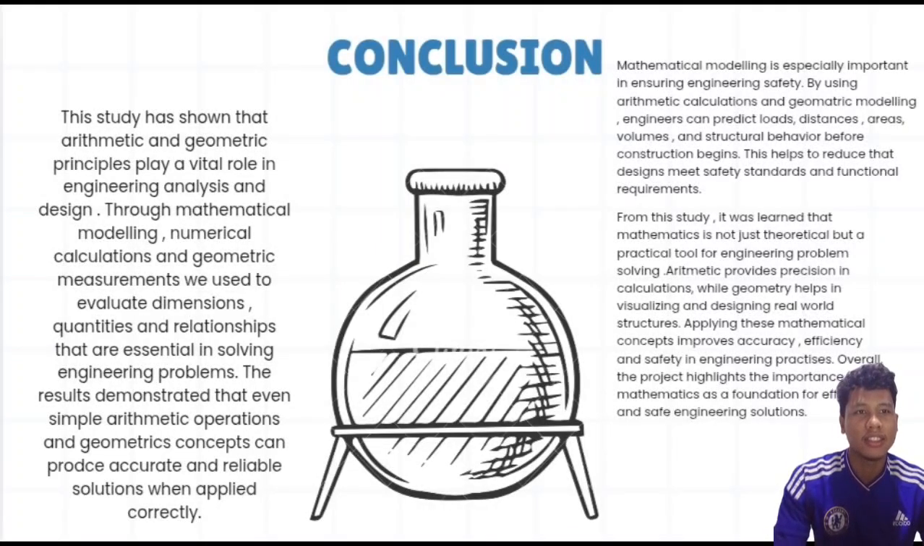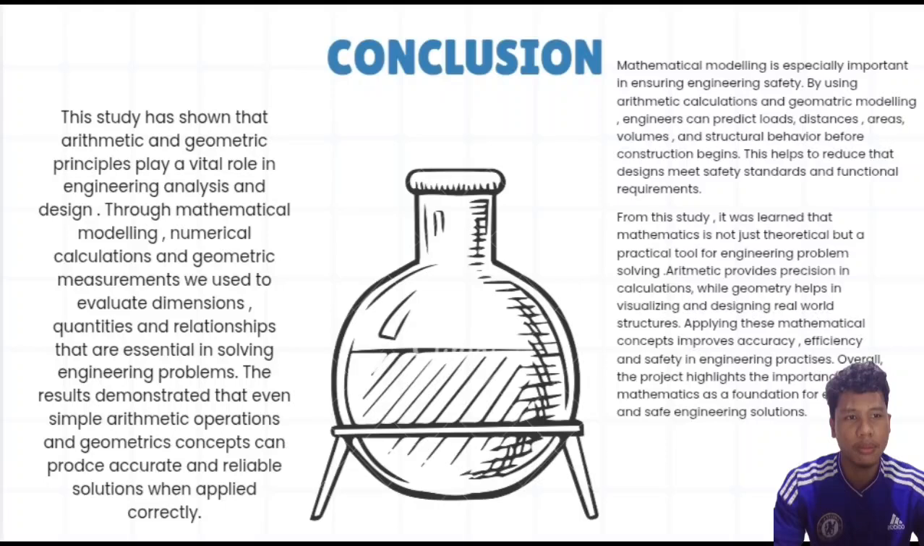Conclusion: this study has shown that arithmetic and geometric principles play a vital role in engineering analysis and design. Through mathematical modeling, numerical calculation, and geometric measurements, we evaluate dimensions, quantities, and relationships that are essential in solving engineering problems. The result demonstrates that even simple arithmetic operations and geometric concepts can produce accurate and reliable solutions when applied correctly.